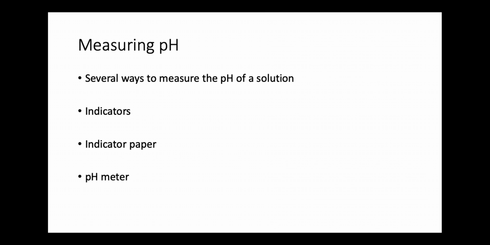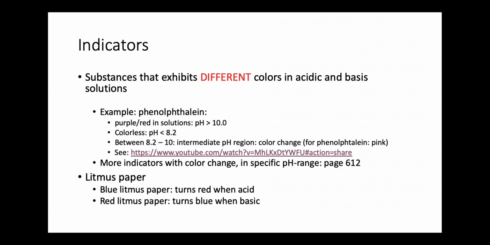There are several ways to get an indication of the pH, so measuring the pH: indicators, indicator paper, pH meter. Indicators are substances, most of the time liquids, you can add to solutions, and depending on the pH, they will have a different color. A very commonly used indicator is phenolphthalein that makes solutions have a red-purple color when the pH is above 10, and colorless when the pH is smaller than 8.2. And between 8.2 and 10, they change color, so there will be a little bit of pink.